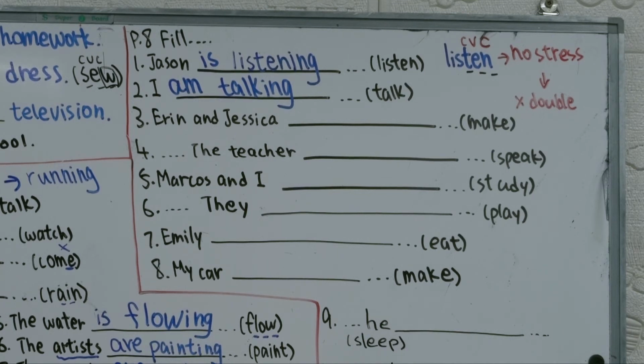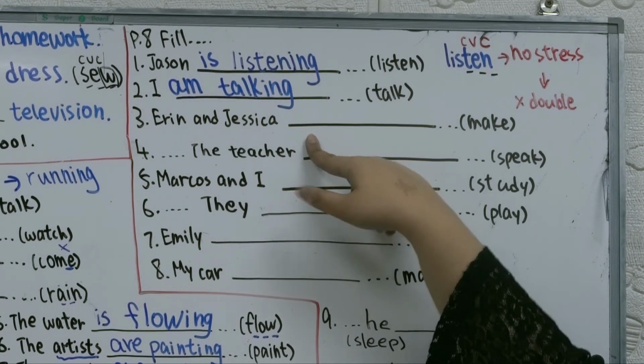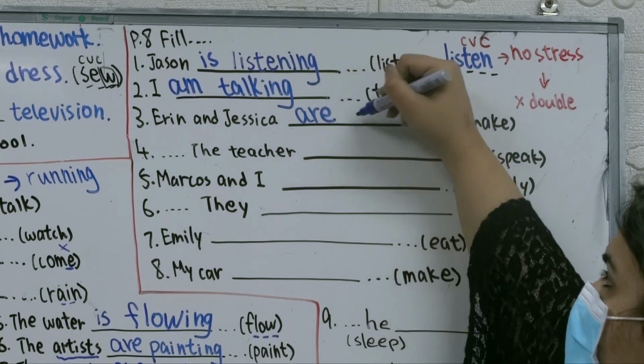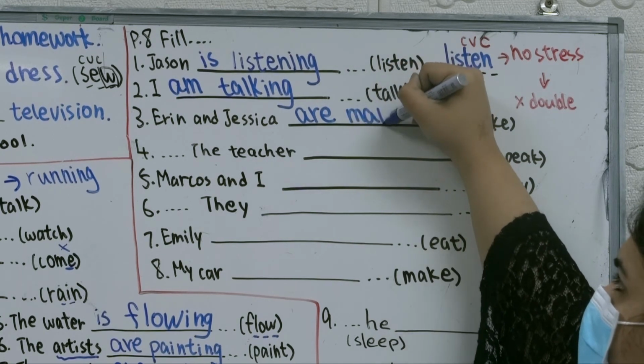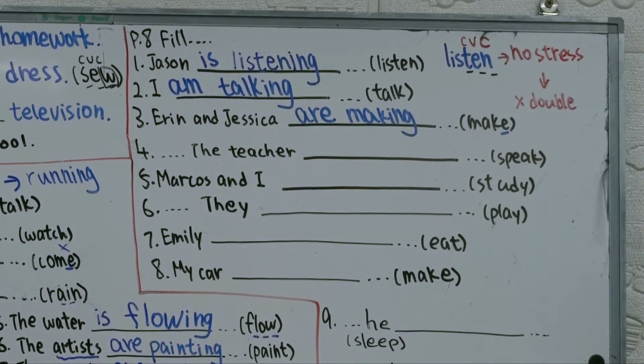Number 3. Aaron and Jessica space a cake right now. Make becomes... Aaron and Jessica. How many persons are there? Let's say how many people are there? 2 people, right? So do we still use is? No, instead we use are. Are making. Cross out the E and add ing, remember.